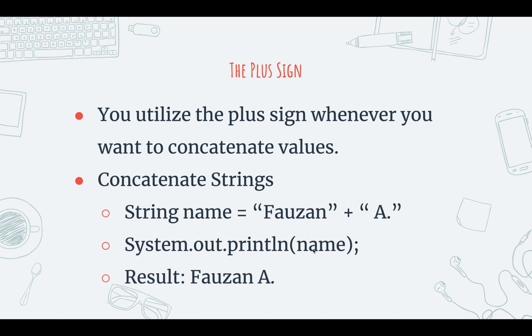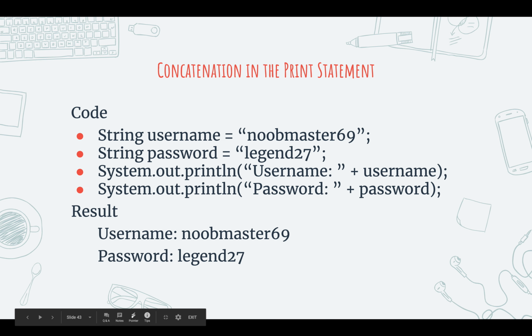Then we would print out name, and when we print out name, it would say Fozon A, because both Fozon and A are being stored within the place name. As you can see, I also added the space here so that it would reflect the space in the result. We could also do concatenation within the print statement primarily.